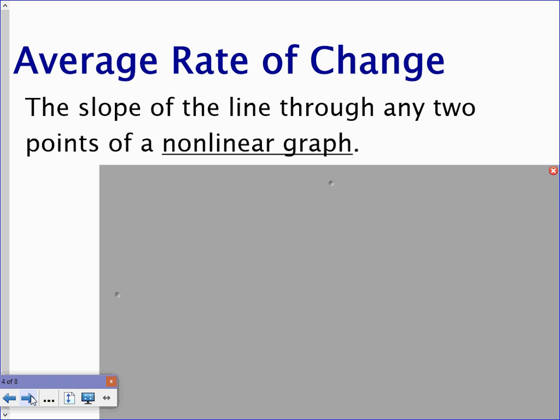In calculus, you'll spend a lot of time figuring out how to evaluate the slope at any given point. And that's where people start talking about derivatives and things in calculus. So when we say, because we're calling it the average rate of change, it's not the rate of change. The rate of change is no longer constant like it was for linear.